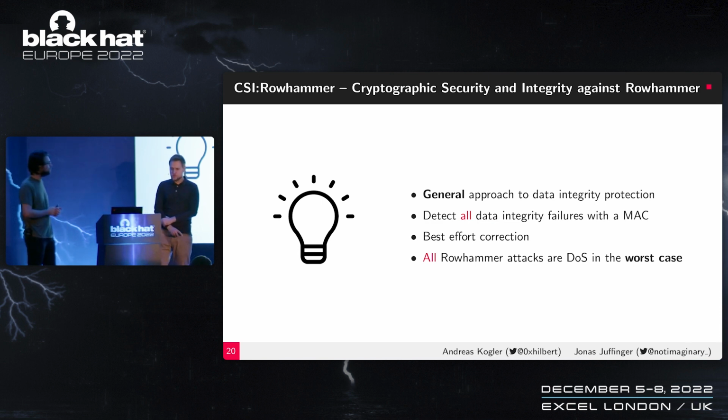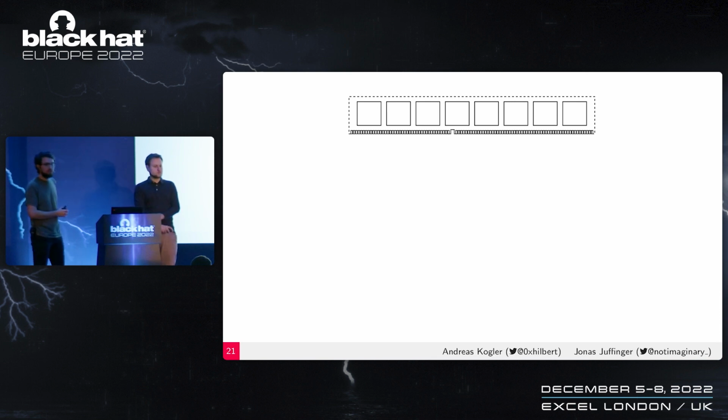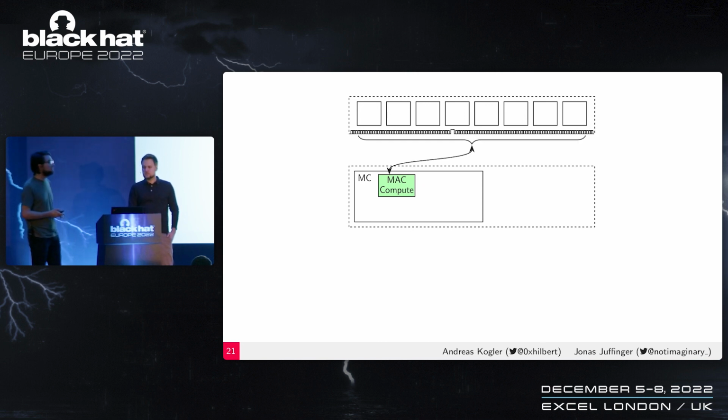So that looks super theoretical. How does it look like? Okay, I prepared a small animation here. This is the DRAM. This is where your data is stored, and this is also where Rowhammer destroys your data. And here we have the memory controller, and it has a small hardware change to compute the MAC for every data that is stored on the DRAM.